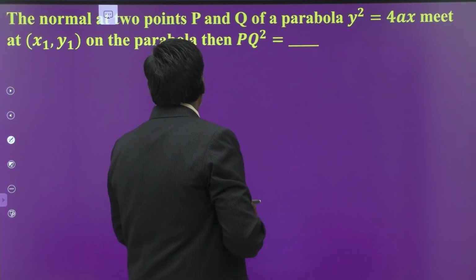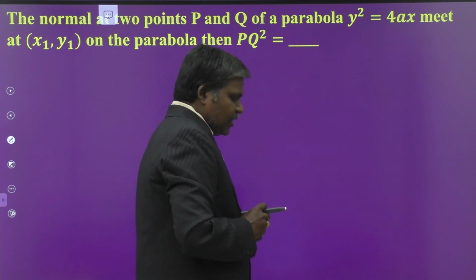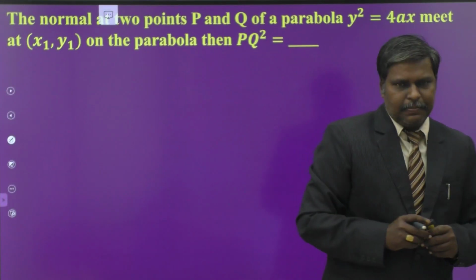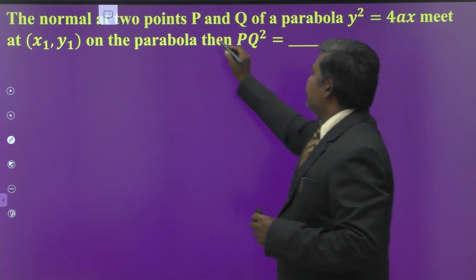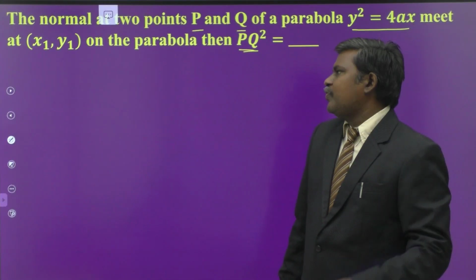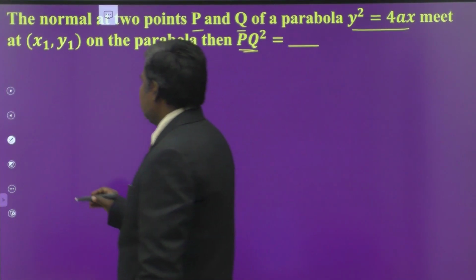The normals at 2 points P and Q of the parabola y square is equal to 4ax meet at (x1, y1) on the parabola. So both the normals drawn at P and Q to the parabola intersect again on the parabola at (x1, y1). Then you have to find out PQ square. So the distance from P to Q whole square you have to find out here. How to do this one?